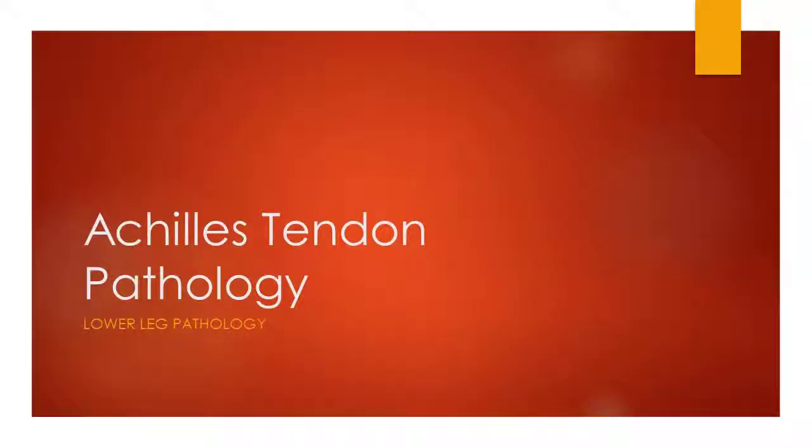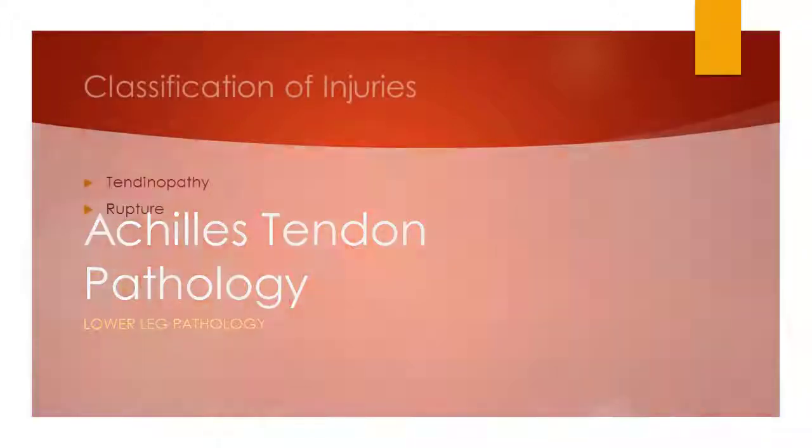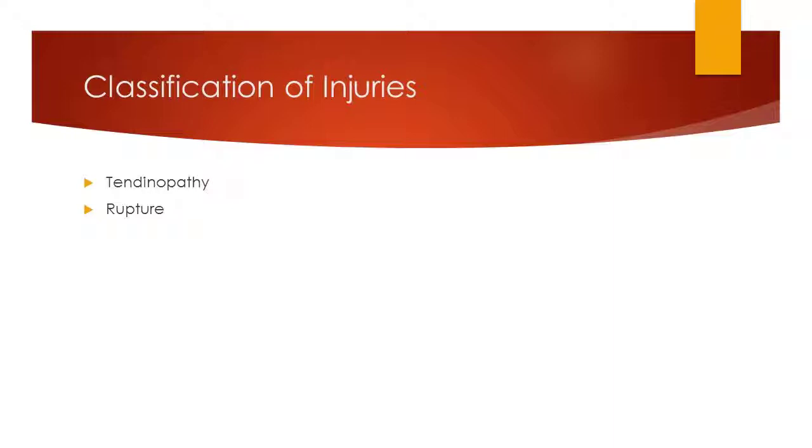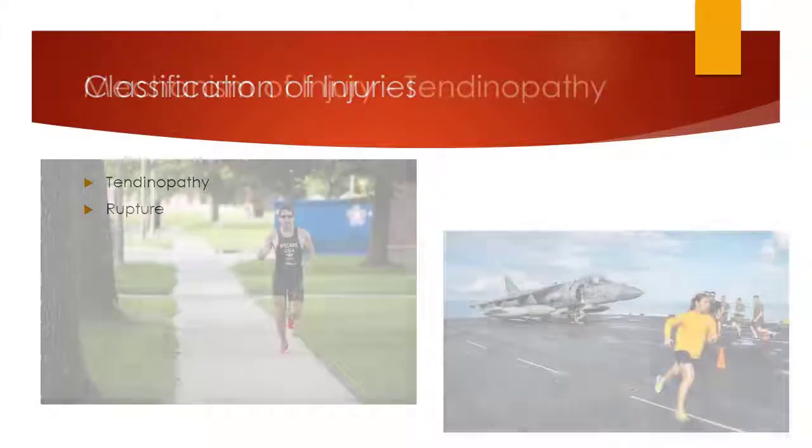Achilles tendon injuries are generally classified in one of two ways. The first is as a tendinopathy. This could be termed a peritonitis or peritendinitis, formerly known as Achilles tendonitis, or it can also be a tendinosis, which is a degeneration of the tendon. The other category of classification is rupture.